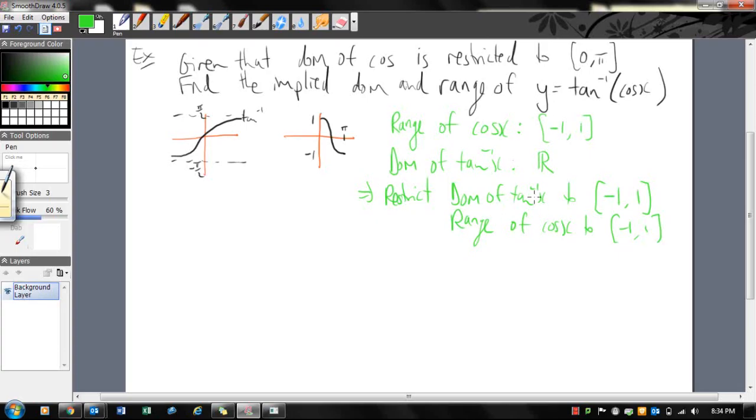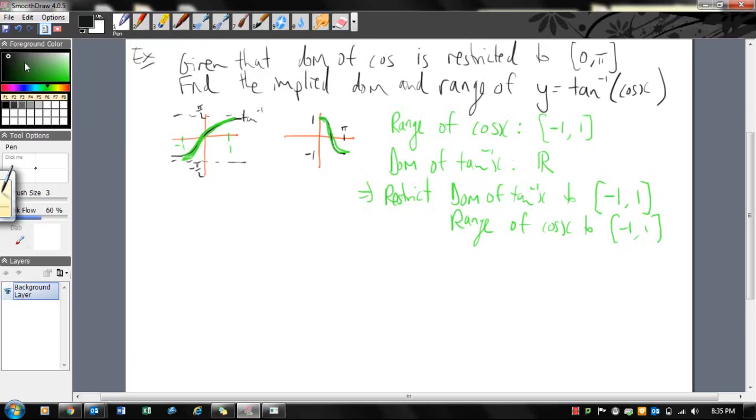So just on my graph, I'm going to show where that's defined. The domain of tan negative 1 x goes from negative 1 to 1. So let me just draw that in. We've got negative 1 there and 1 here, and it's going to be defined in here. So that's where we're going to restrict it to. Everything else gets chopped, and the range of cos x goes from negative 1 to 1, so we're actually talking about the entire thing here. Nothing gets chopped for that one.